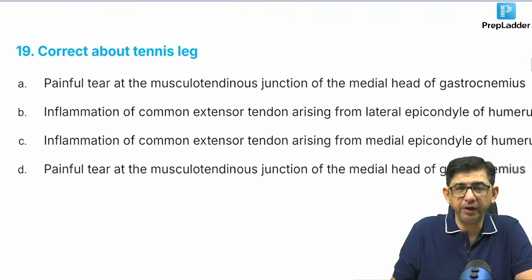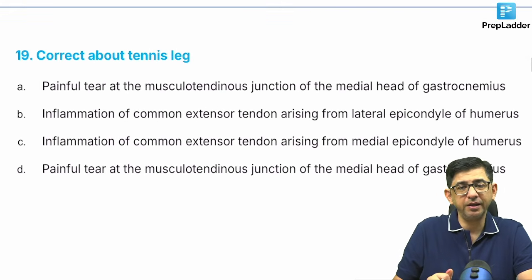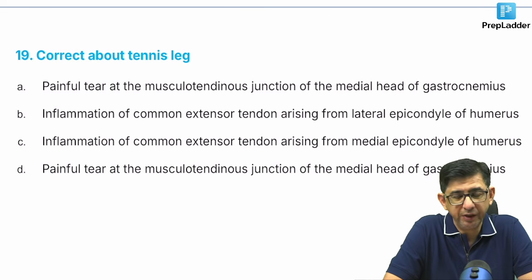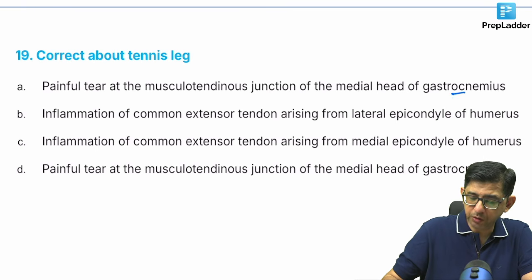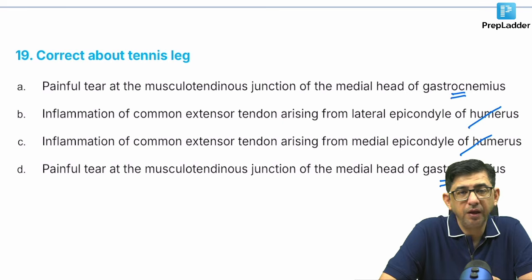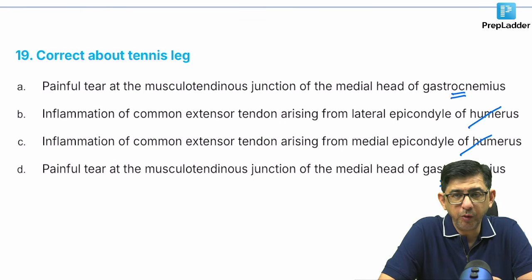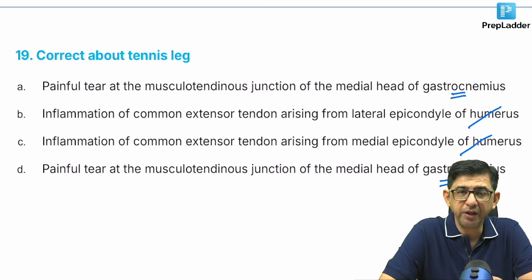Now here is a question regarding tennis leg. So tennis leg is again seen in tennis players, and when the player is jumping, there can be a tear of the muscle. Now the muscle that is helpful in jumping activity is gastrocnemius. So there are two gastrocnemius options here. Since it says tennis leg, obviously it won't be humerus. If tennis leg is asked, not tennis elbow, then tennis leg involves a tear of the muscle, and the muscle involved is gastrocnemius, whether it's the medial or lateral head.